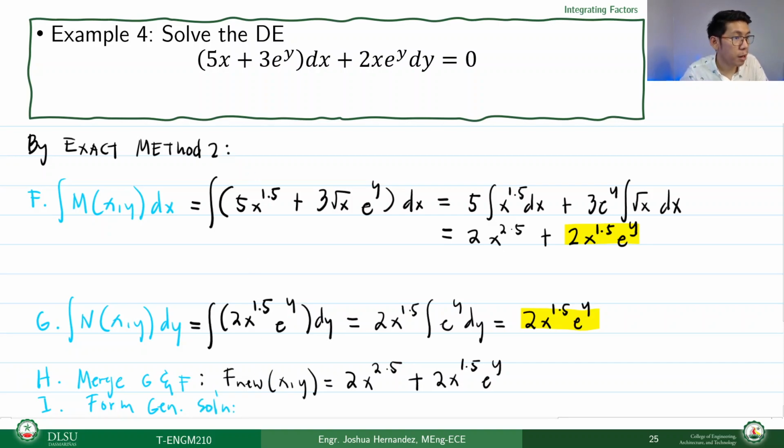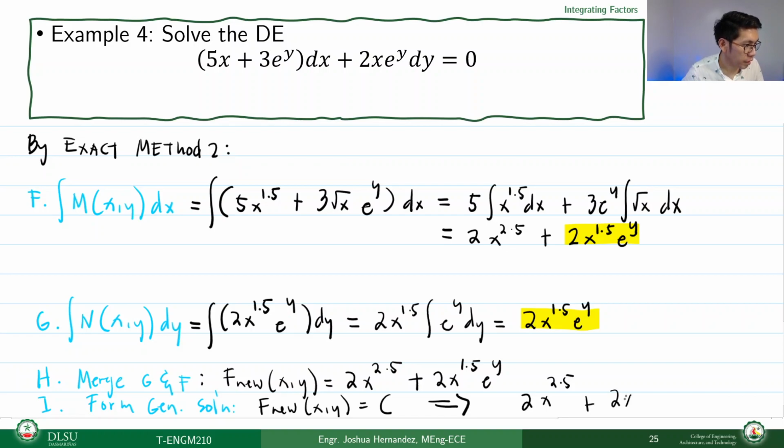We have f(x,y) equals c. Yan. So, magkakaroon tayo ng 2x raised to 2.5 plus 2x raised to 1.5 e to the y equals c. Okay. All right. And there you have it, ladies and gentlemen, our final answer.